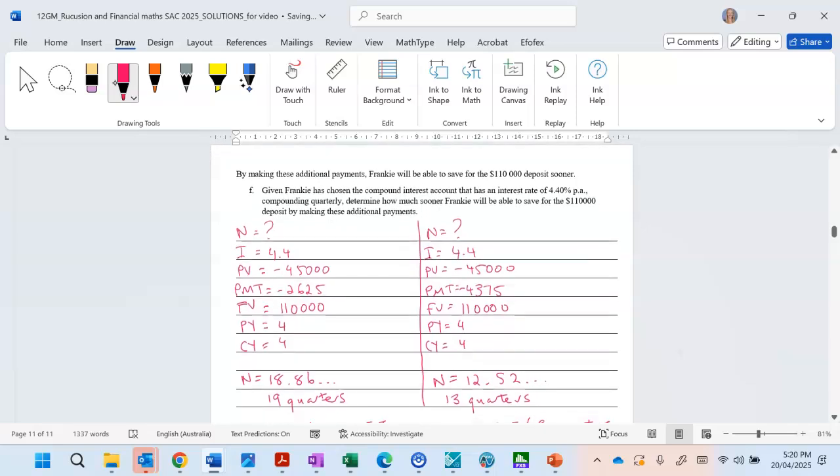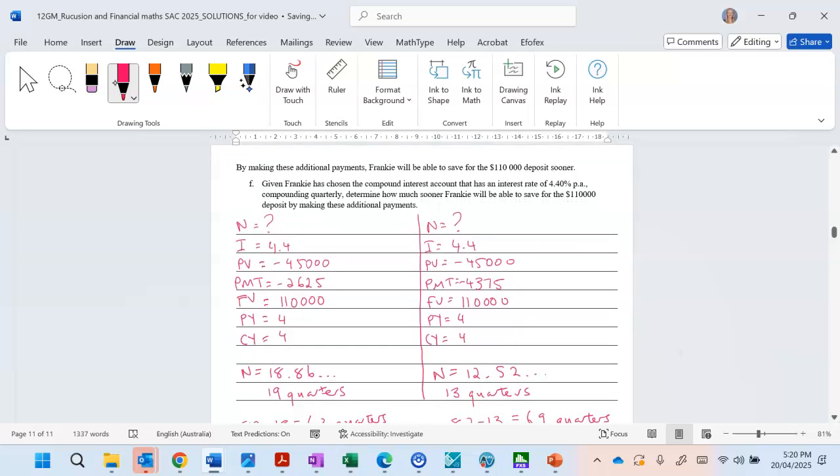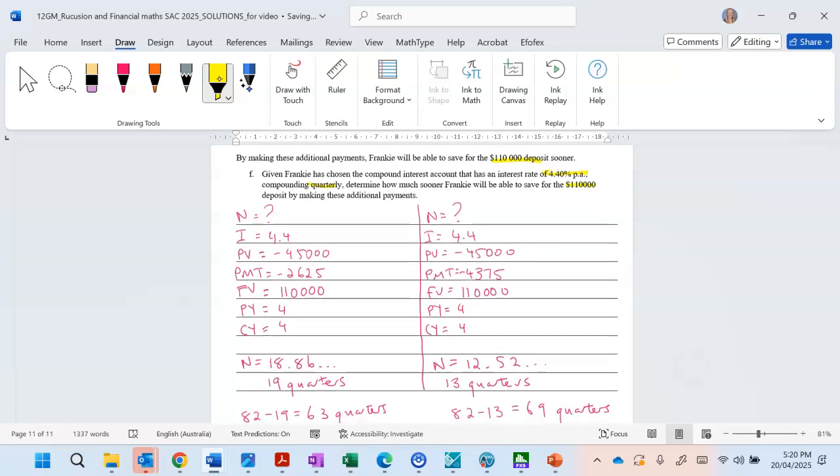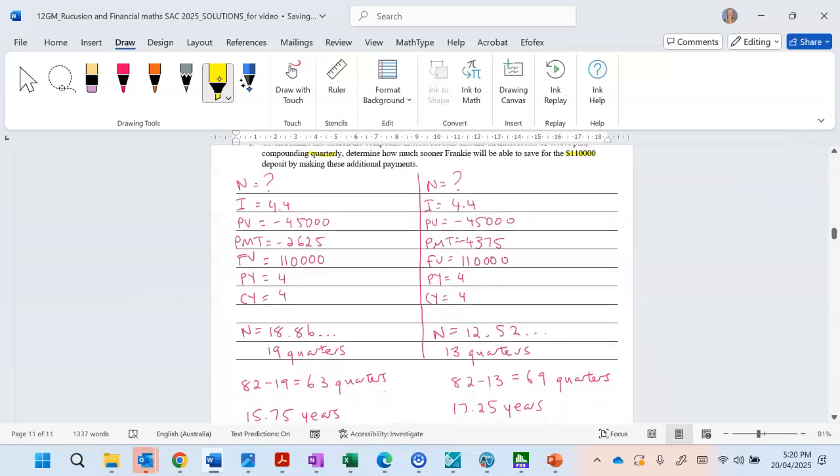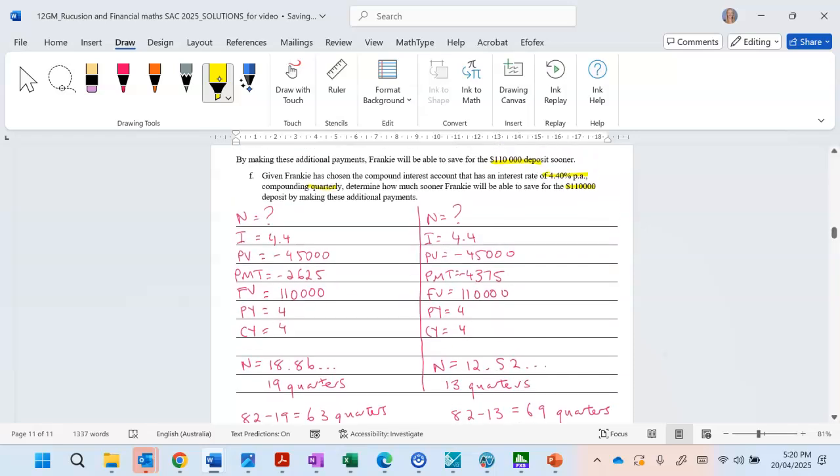All right, moving along. By making these additional payments, Frankie will be able to save the $110,000 deposit sooner. Given Frankie has chosen the compound interest account that has an interest rate of 4.4%, compounding quarterly, determine how much sooner he'll be able to save the $110,000 deposit. I think the biggest problem students had here was when they were putting things into their financial solver and not having the negatives in the right place.